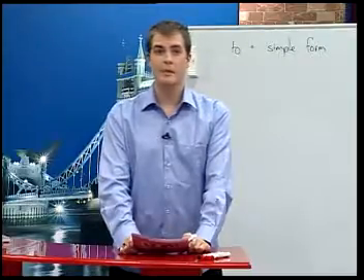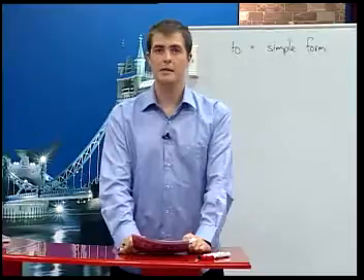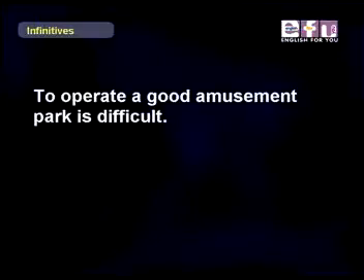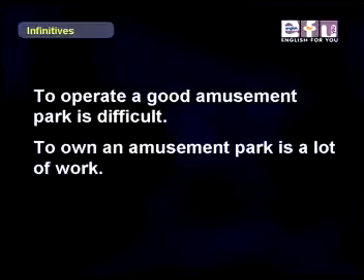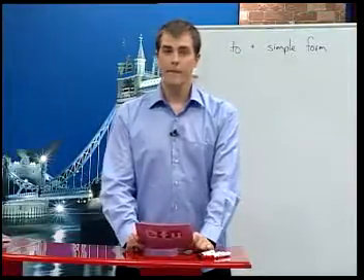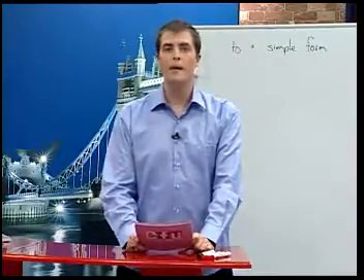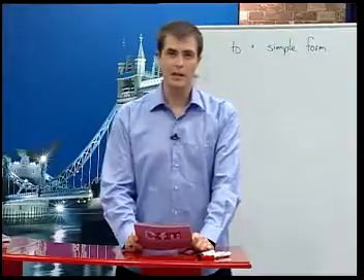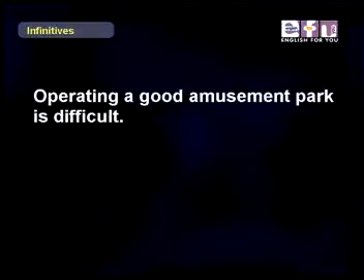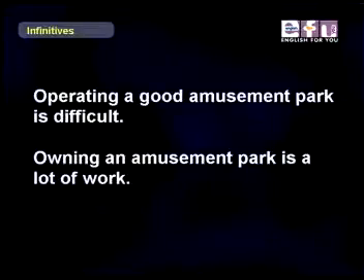Let's look at some examples of infinitives as subjects. To operate a good amusement park is difficult. To own an amusement park is a lot of work. We use an infinitive as a subject when we want to speak formally. Normally, a gerund is used, as in these examples. Operating a good amusement park is difficult. Owning an amusement park is a lot of work.